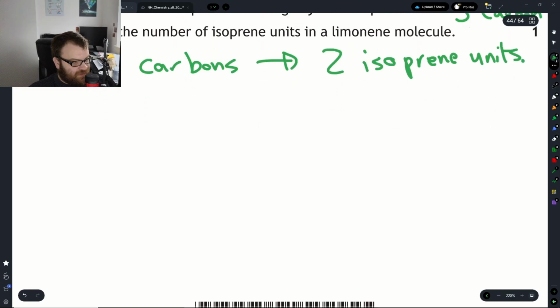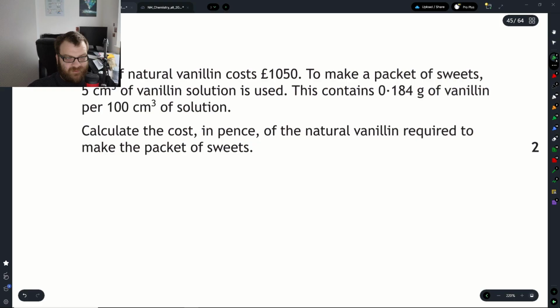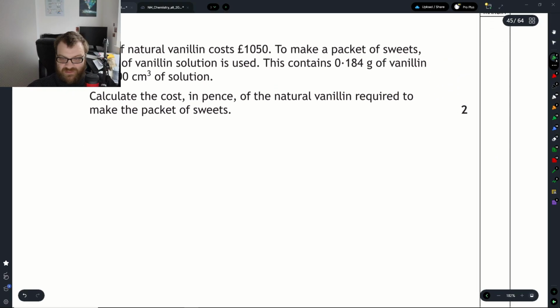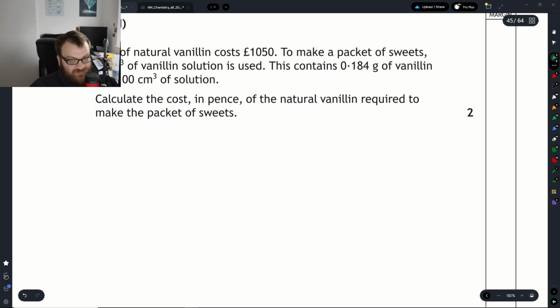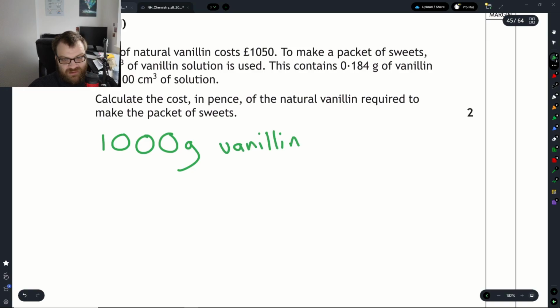Answer for that one. Moving on. Another question. We are asked to do some scaling. We are told to change this into grams, so 1 kilogram is 1,000 grams. Then 50.